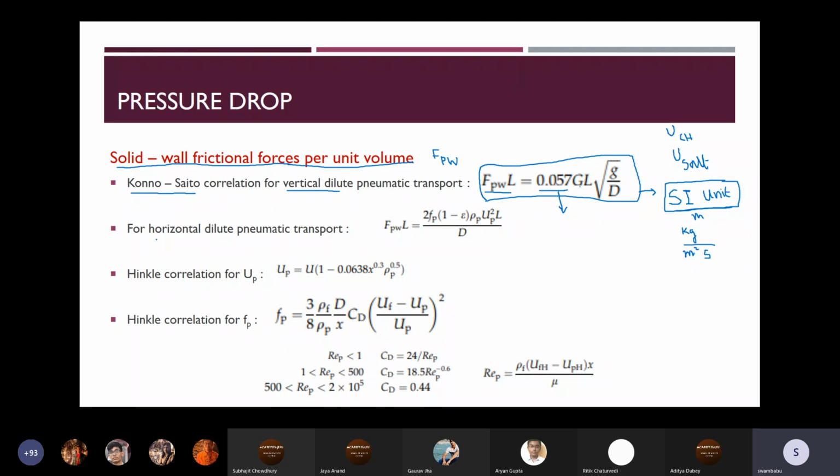For horizontal dilute pneumatic transport, the previous expression was for vertical. For horizontal, we have this expression. In horizontal, we have one unknown term, that is FP.